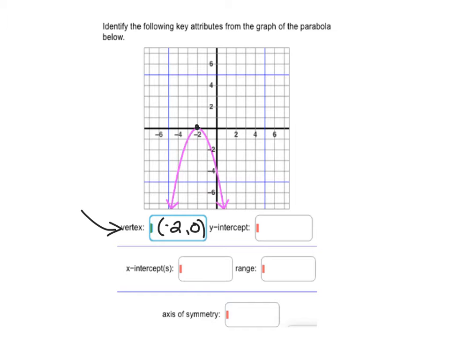Remember, if you're asked to find it algebraically, you do -b over 2a if it's in standard form, and then you plug in to get your y. The y-intercept, do you see it? It's where it crosses the y-axis, so that's 0, -4.